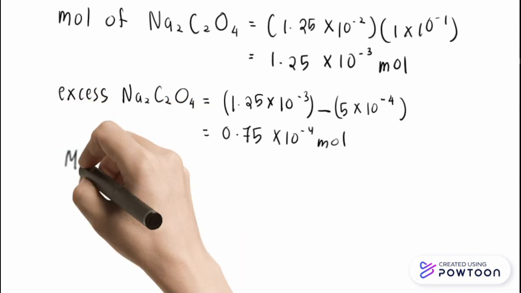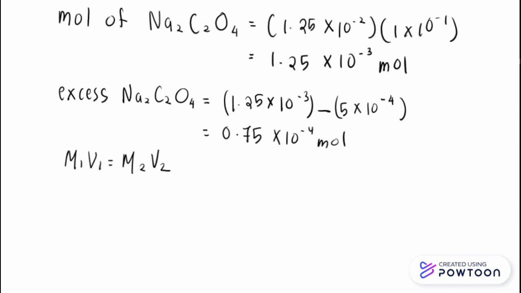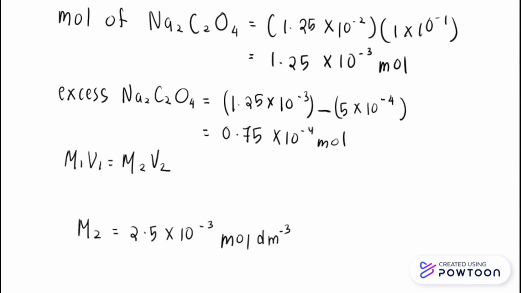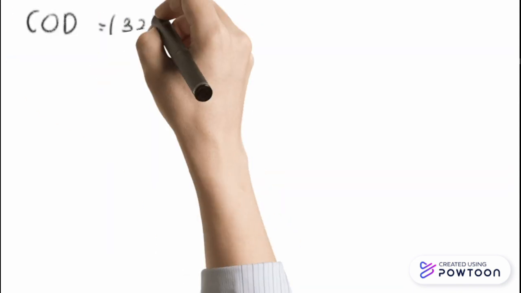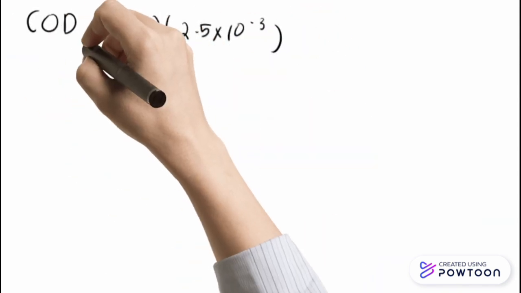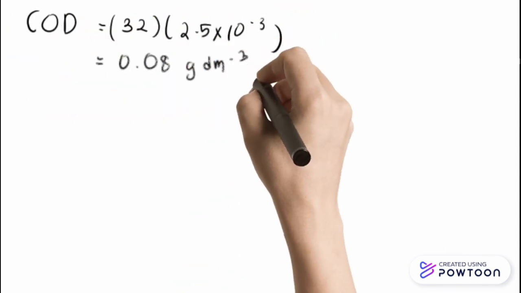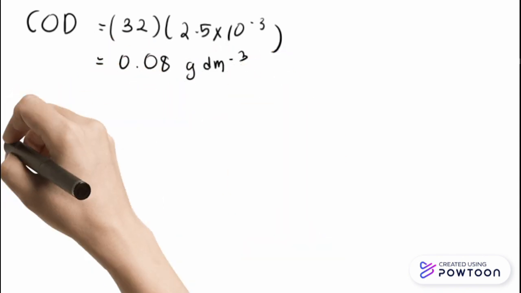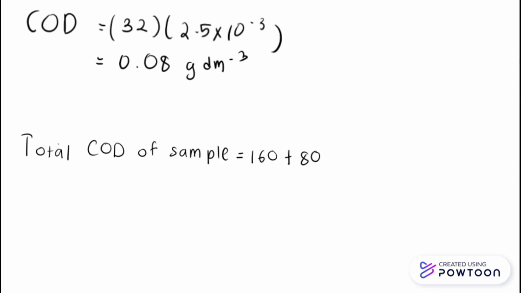Next, the concentration of COD is found using the ratio of the mol equation. The answer is 2.5 times 10 to the power of -3 mol per dm³. To calculate COD, we multiply 32 with 2.5 times 10 to the power of -3. The answer is 80 milligram per dm³. The total amount of COD of the sample is 240 milligram per dm³.